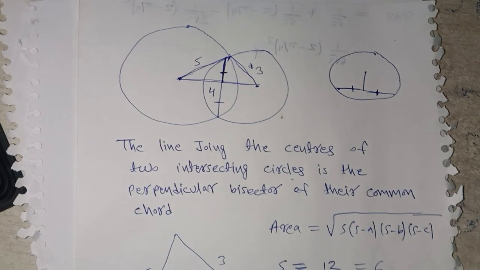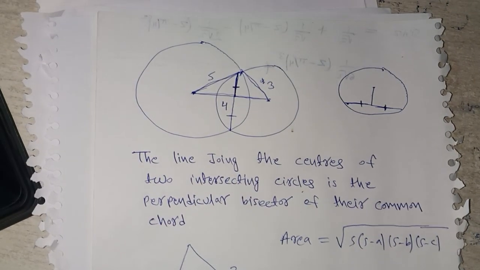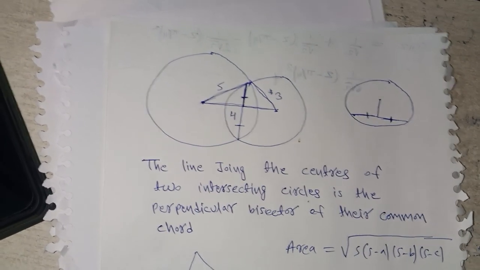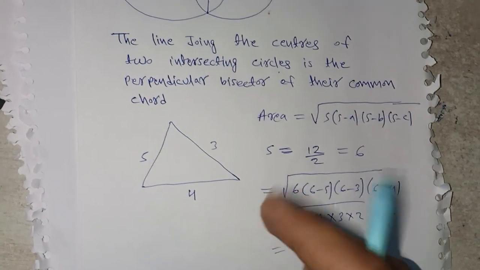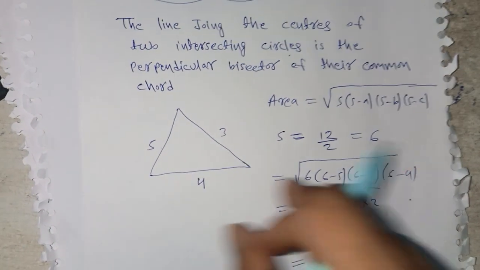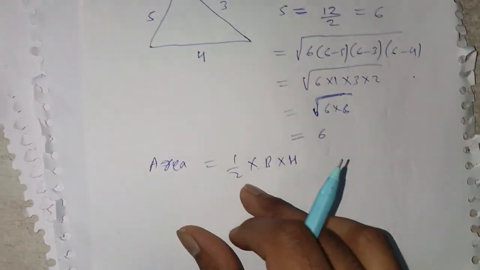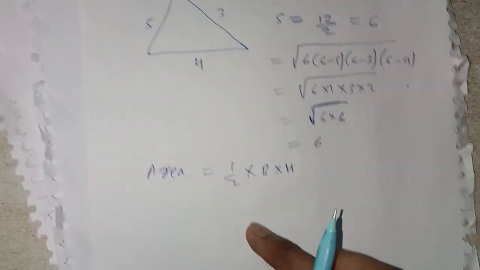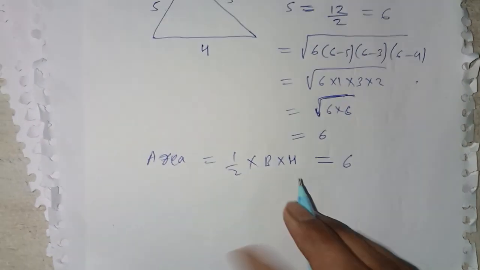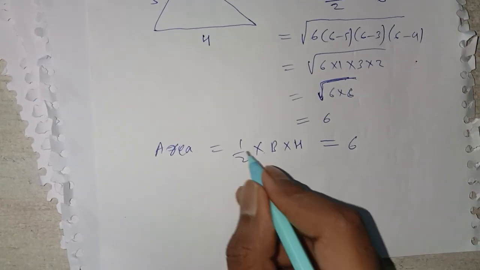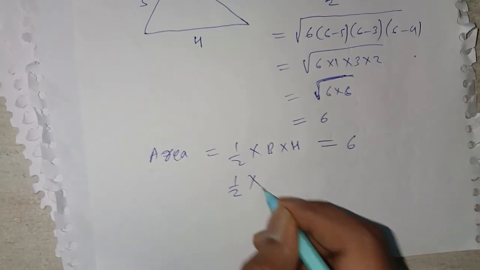It means that both have the same area of the triangle, but the way of finding it is different. Here we use Heron's formula, and here we use half into base into height. So we already know the area is 6. Now put the value of this, half base.